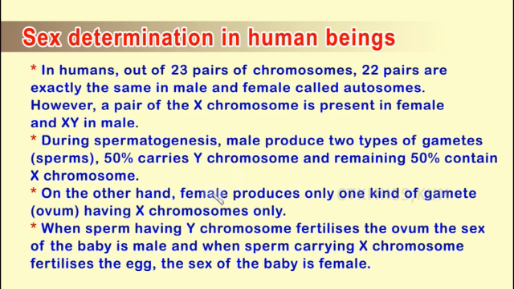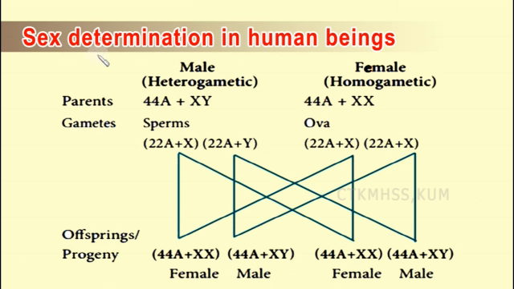In the female, on the other hand, the female produces only one kind of gamete, that is only one type of ovum, all carrying only X chromosomes. So when the sperm having Y chromosome fertilizes the ovum, the sex of the baby is male, and when the sperm carrying X chromosome fertilizes the egg, the sex of the baby is female. You can see in this diagram. The male is heterogametic, having two different types of chromosomes: 44A, A meaning autosomes, body chromosomes, and the sex chromosomes XY. The female is homogametic, that is two same chromosomes: 44 autosomes plus 2 allosomes, that is XX.